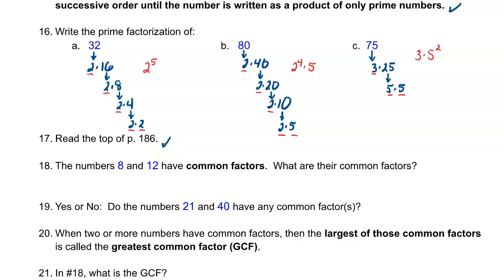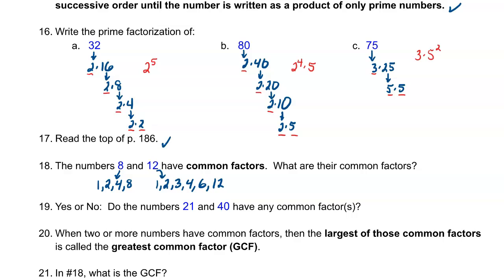Number 17, check. Number 18, the numbers 8 and 12 have common factors. What are their common factors? What are the factors of 8 that are also factors of 12? What are the numbers that divide evenly into 8 and those numbers divide evenly into 12? Well, let's factor 8. 8 divides by 1, and by 2, and by 4, and by 8. Now let's factor 12. It divides by 1, and 2, and 3, and 4, and 6, and 12.